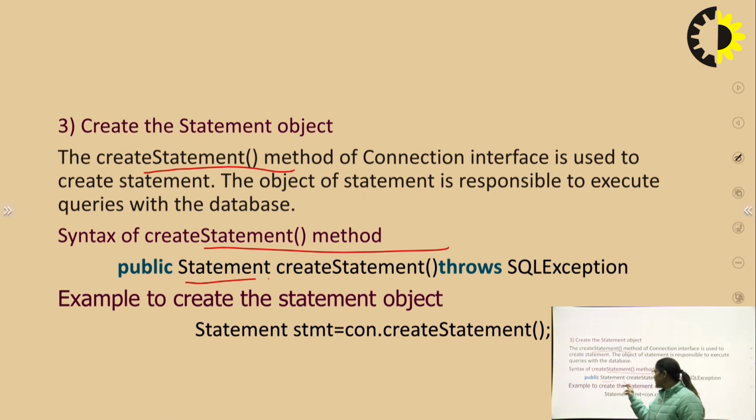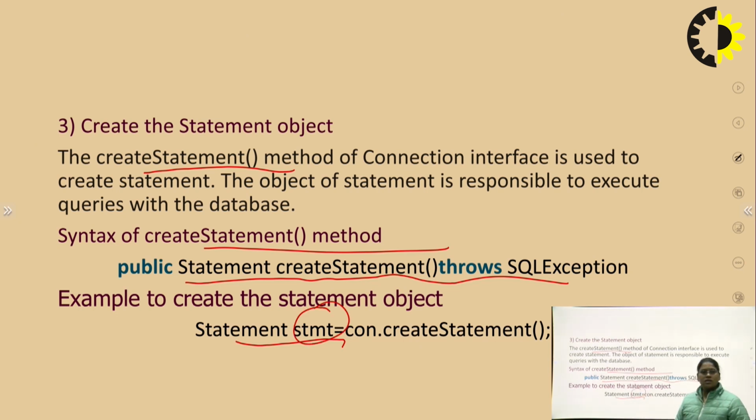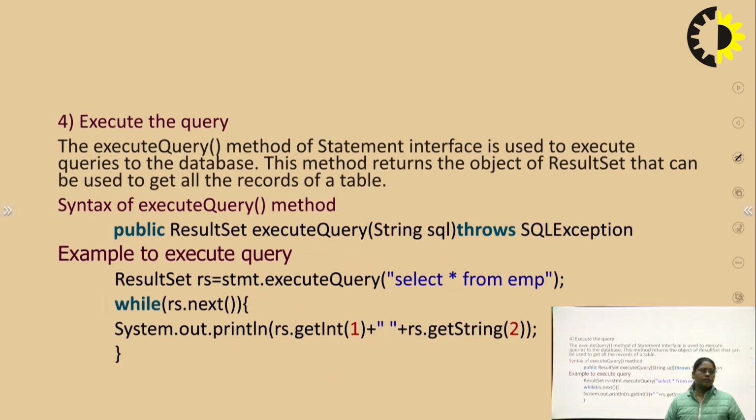We have public Statement createStatement() throws SQLException. Then we create the statement object with this method: Statement stmt is the object of the statement, and then we have con.createStatement(). Here con is the object of the Connection. After creating this statement object, we have to execute the query. Suppose I want to join two tables or insert into a table, we have to write the syntax for that. After the statement, the next step is to execute the query.